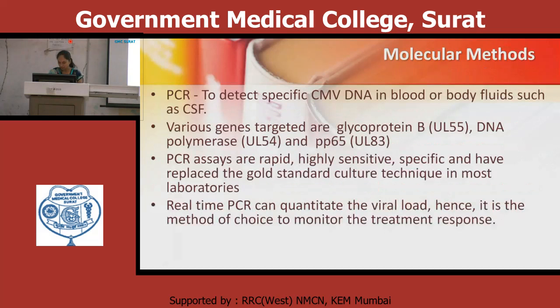Molecular method, PCR, is used to detect specific CMV DNA in blood or body fluids such as CSF. Various genes targeted are glycoprotein B, DNA polymerase and PP65. PCR is rapid, highly sensitive and specific, and has replaced the gold standard culture technique in most laboratories. Real-time PCR can quantitate the viral load, hence it is the method of choice to monitor treatment response.